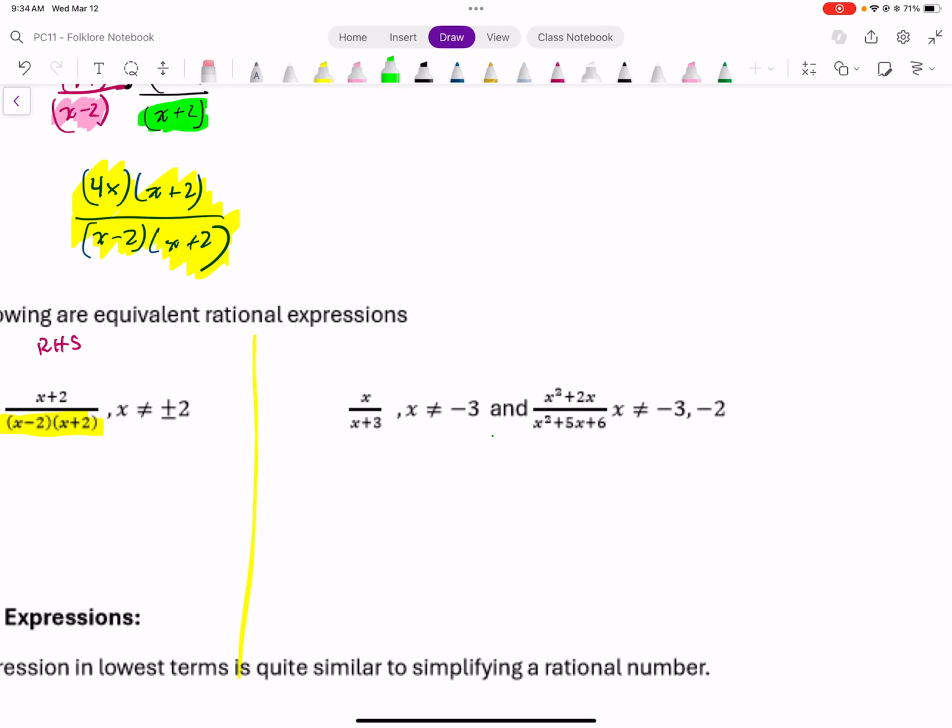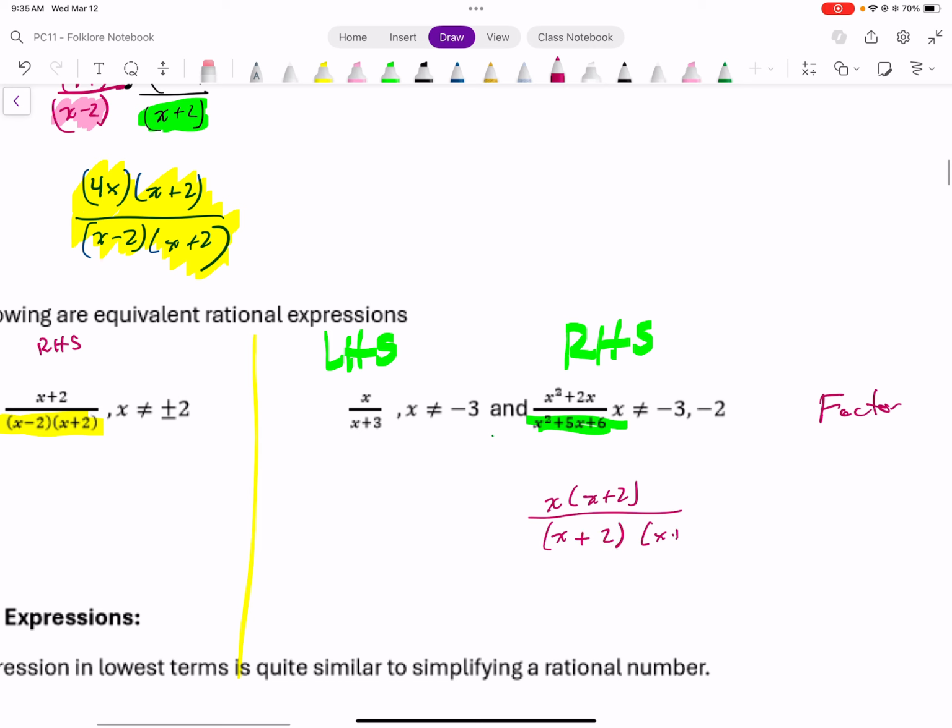Now, here. Oh boy, that's nasty. So I have the left-hand side. I'm going to write left-hand side, and I'm going to have the right-hand side. Well, guess what? We are going to have to factor. So I'm going to factor the top. I'm going to factor the bottom. So x squared plus 5x plus 6. That's the product-sum rule. Two numbers that multiply to 6 but add to 5. There we have it. That's what the right-hand side looks like. But the left-hand side is x and x plus 3.